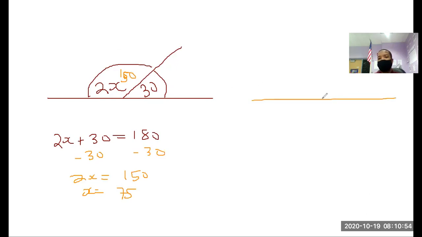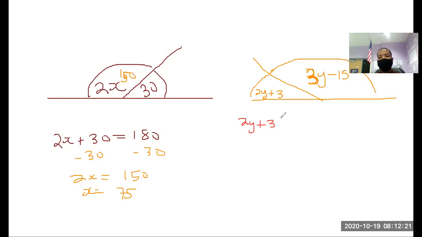I can make this a little bit different. Let's say this angle is 2y plus 3 and this angle is 3y minus 15. What would be the equation for this one? If I'm writing out the equation, it's 2y plus 3 plus 3y minus 15 equals 180. All that is equal to 180.